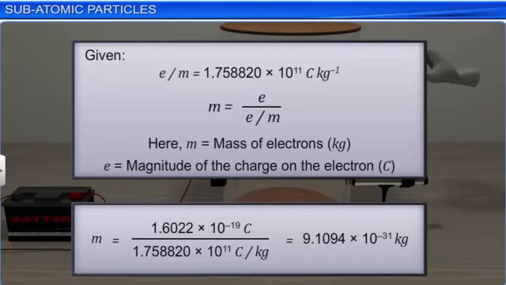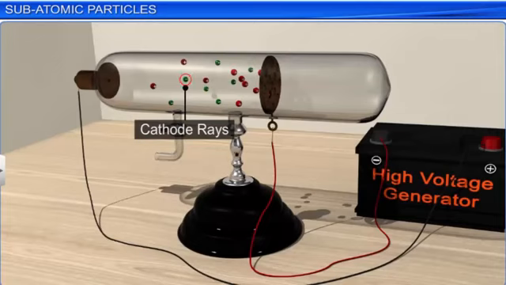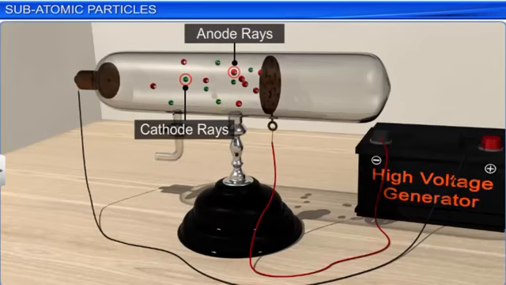The mass of the electron, or me, was then determined by combining the results of Millikan's oil drop experiment and Thomson's value of e/m ratio, and was found to be 9.1094 × 10^-31 kg. Just like the discovery of cathode rays led to the discovery of the negative particles called electrons, the discovery of anode rays led to the discovery of the positive particles called protons.